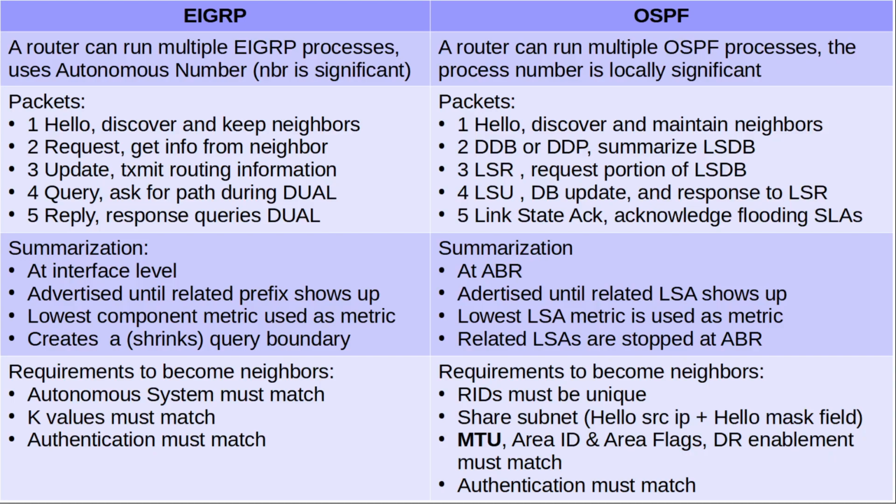In EIGRP, two routers can become neighbors if they have the same autonomous system, the same K values, and the same authentication type, and if any, the authentication must be successful. Whereas in OSPF, in order for two routers to become neighbors, they must have different router IDs that are unique, share the same subnet, and have the same MTU, area ID, area flags, and DR settings. The authentication method must match, and if any, it must be successful.